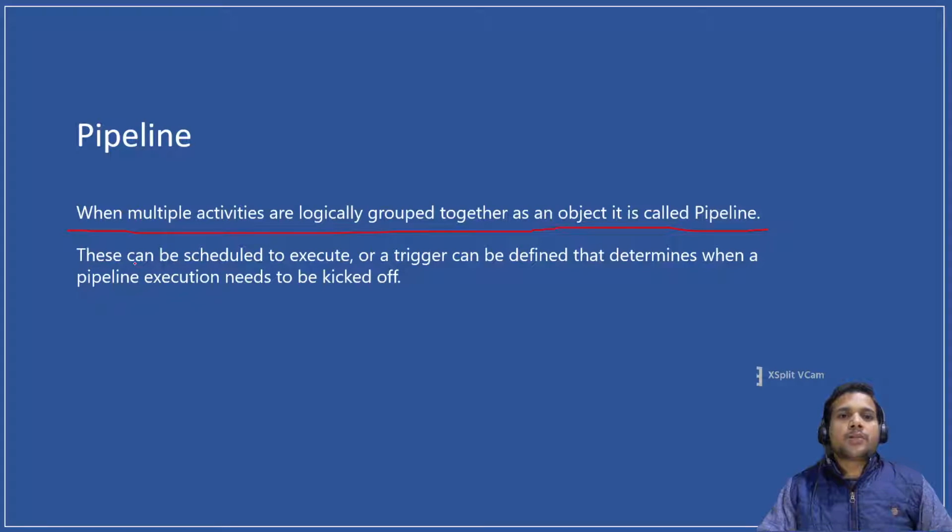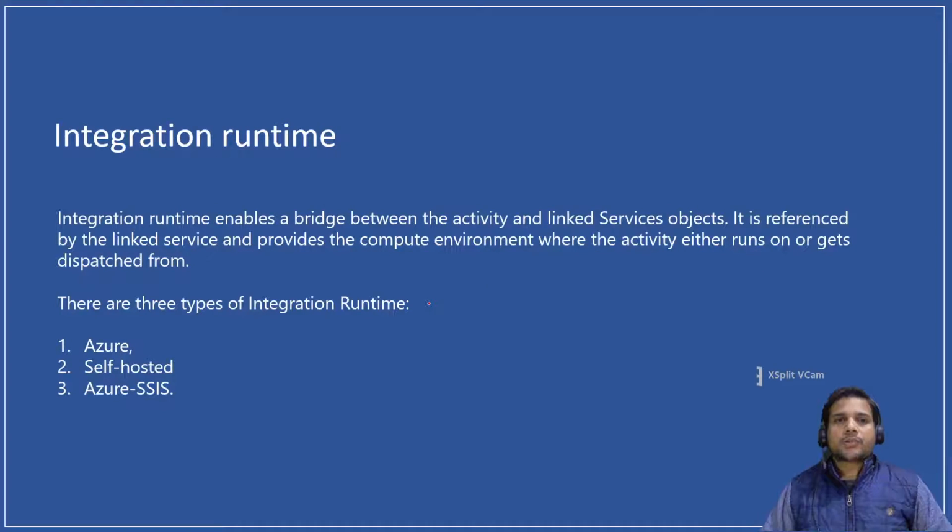These can be scheduled to execute. It is a property of a pipeline that we can schedule when we want to execute it, or we can execute it based on a trigger, which determines when a pipeline execution needs to be kicked off. We can also execute on an individual activity basis, but if we have created a group of activities and want to execute it as a pipeline, we can define a trigger. Don't worry about the trigger, we are going to create a separate video on what a trigger is. Right, so let's get to the next topic, which is integration runtime.